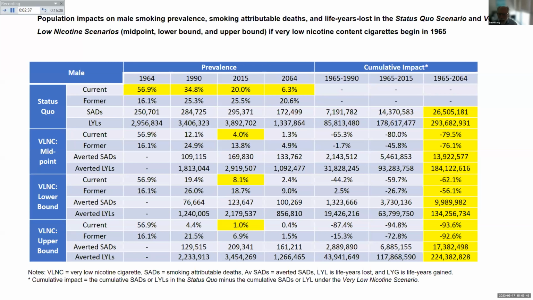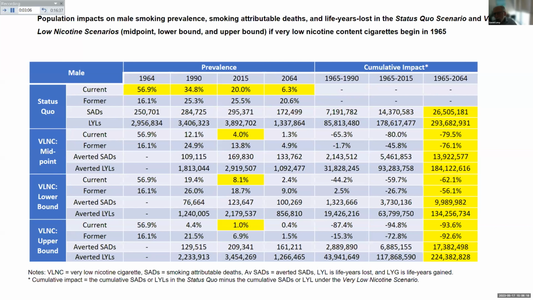Also, you see substantially less smoking attributable deaths, about 14 million, and 184 million life years lost. I mean, still, that's a huge number, but it's about 2/3 what it would have been. And these are large numbers by any view from a public health standpoint.